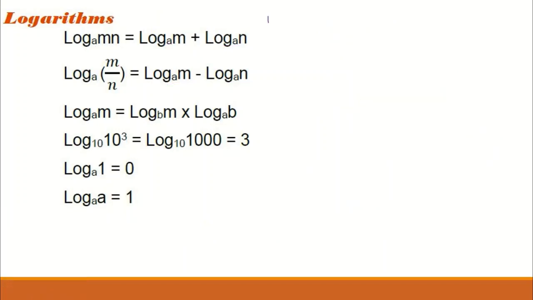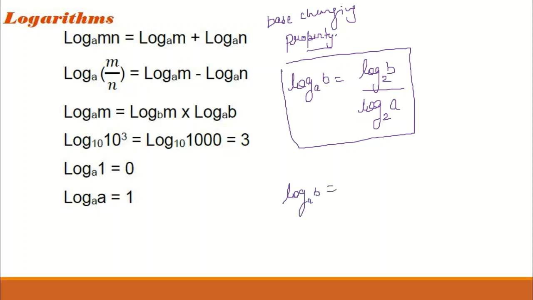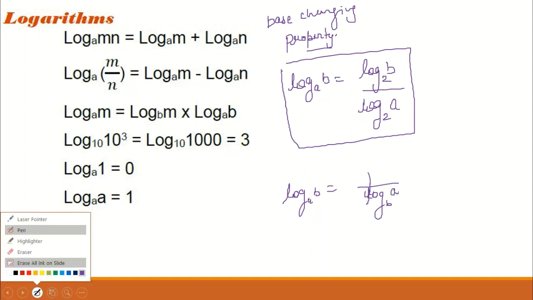One more important property is the base changing property. The base changing property says that log a b is equal to log, suppose I want the base to be 2, then the upper one will come on top and the lower one will come at the bottom. Also there is another property, log a b is equal to 1 upon log b a. So these were some logarithm properties.